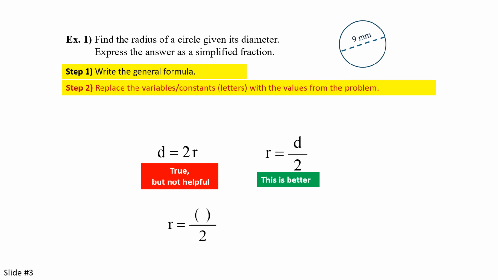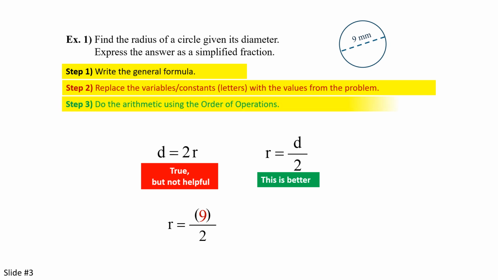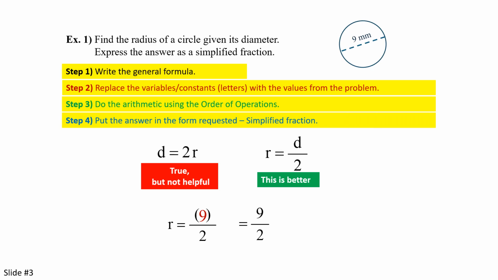Step 2, replace the variables and constants, those are the letters, with the values from the problem. The diameter is given as 9. That goes in for the d. So radius is 9 divided by 2. Now we do the arithmetic using the order of operations, and we get 9 over 2. There's not much to do here. Put the answer in the form requested.